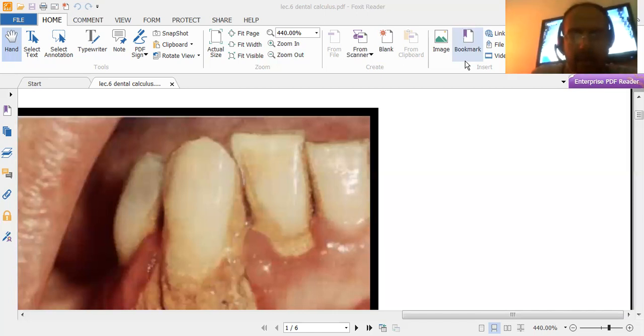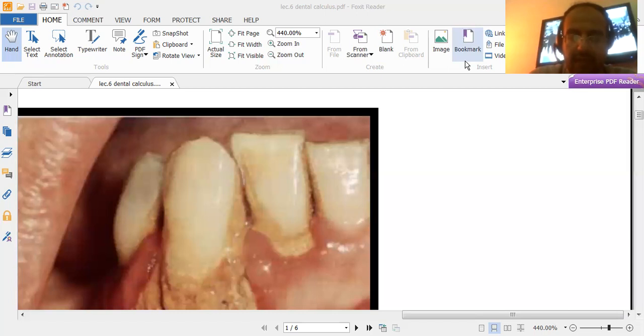Clinical appearance and distribution of the calculus. Supragingival calculus is a white-yellowish deposition, usually found along the gingival margin of the teeth. However, the color may change to brown due to secondary stain from tobacco and food pigmentation.